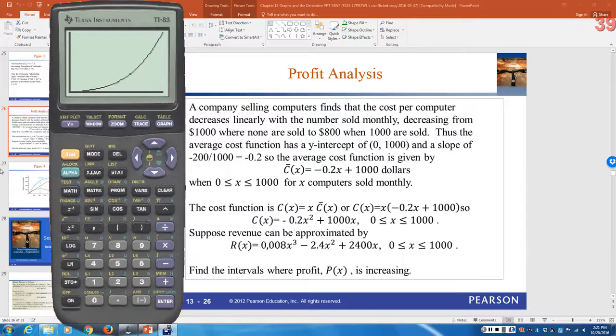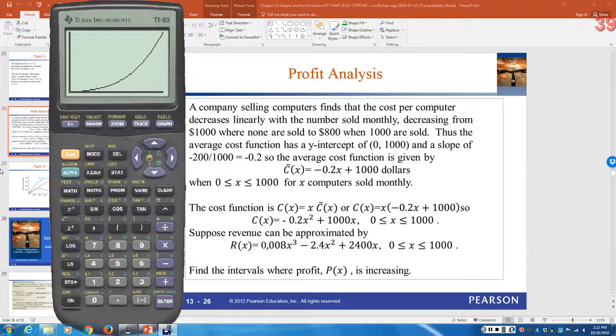What does that graph tell me about my profit function? It's constantly increasing. Where's my maximum profit going to be? When I make the 1,000. Okay? Now think about why that might be true. Your average cost function is linear. Linear increases at a constant rate. Okay?